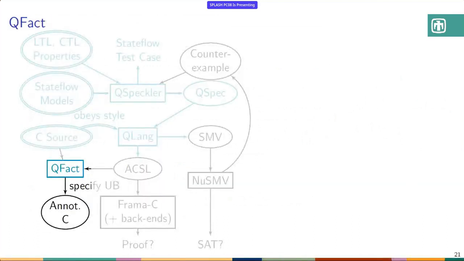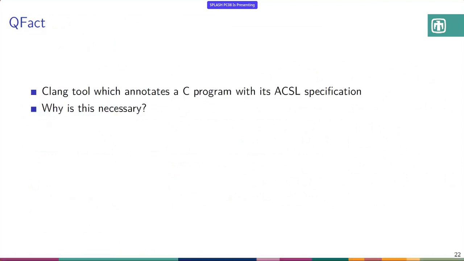All right, so now that I've talked about the QLane compiler, I'll talk a little bit about some tricks we have to do. We do a little bit more post-processing to the C source code, and I'll describe the motivation. We have this tool called QFact, which is a Clang tool that annotates a C program with its spec. The question might be, why is this necessary?